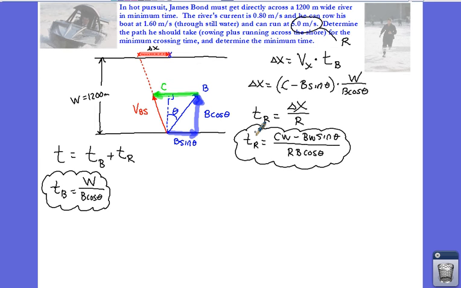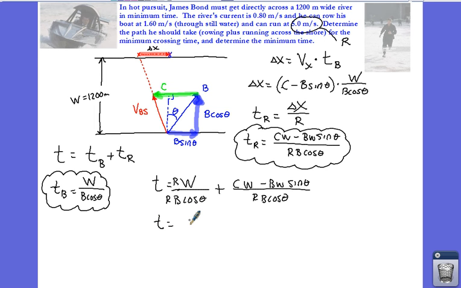Now, of course, T, the equation that we're ultimately looking for, is a combination of these two. So W all over B cosine theta plus CW minus BW sine theta all over RB cosine theta. Typically, a question like this might be: develop an equation that could be solved to determine the minimum crossing time. If I have two fractions here, I might look to see if I can combine them, and I can rather easily. This one has a B cosine theta, that one an RB cosine theta, so let's multiply this fraction by R over R. That allows us to clean this up a little bit.